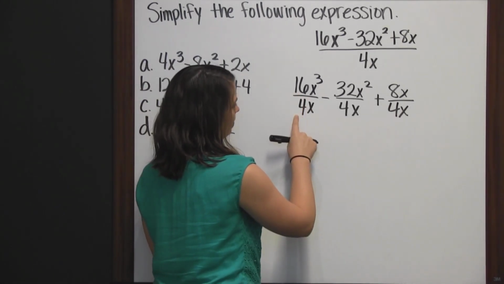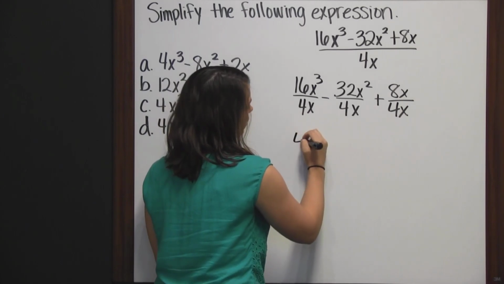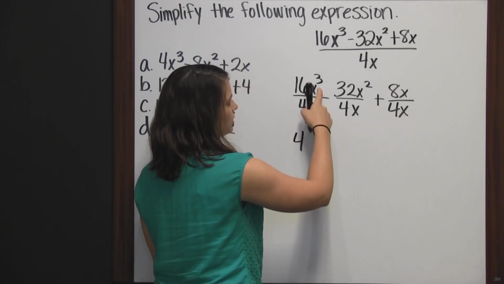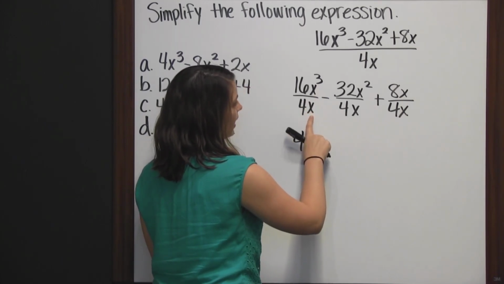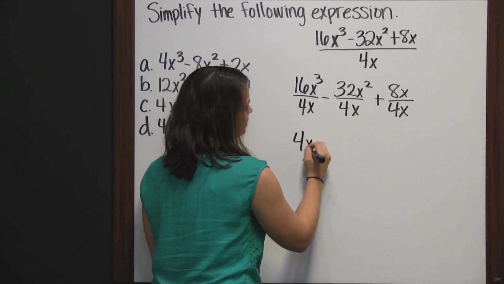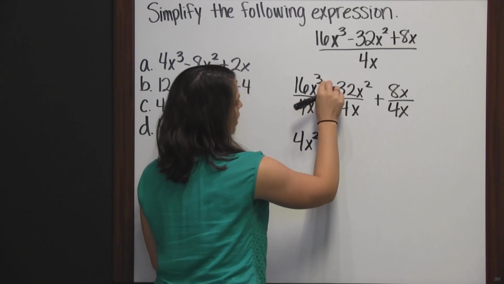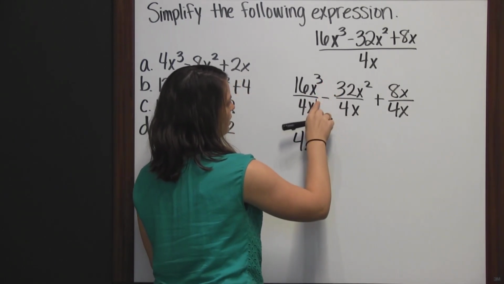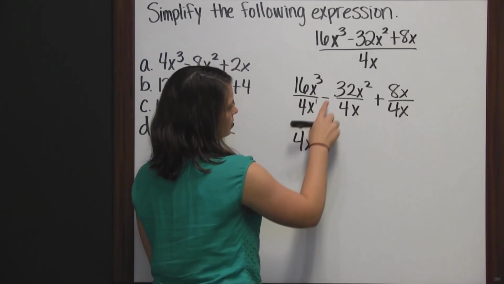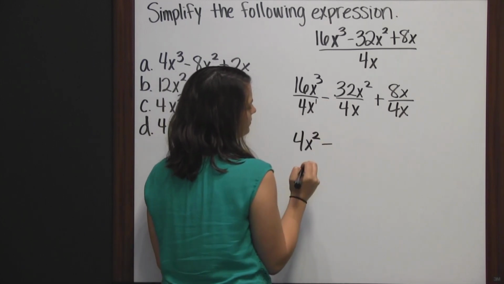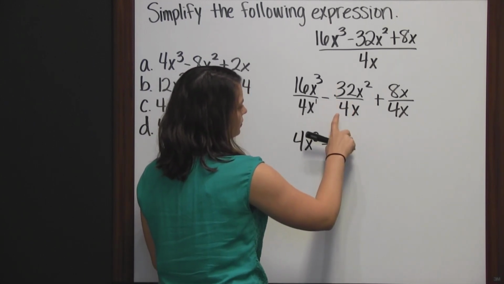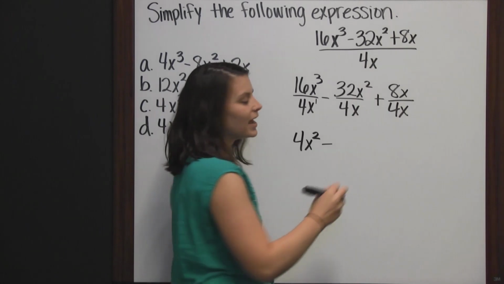16 divided by 4 is 4. X cubed divided by x is x squared, because when you divide, you subtract the exponents. 3 minus 1 is 2. Minus 32 divided by 4 is 8.